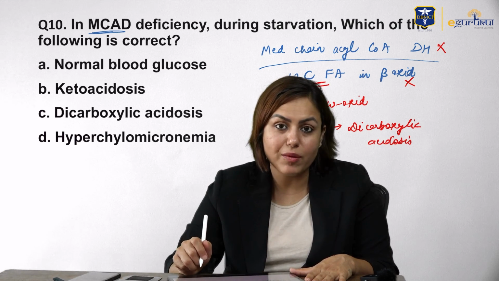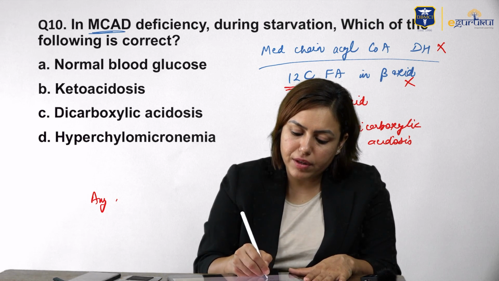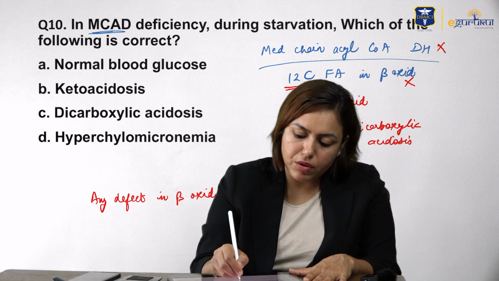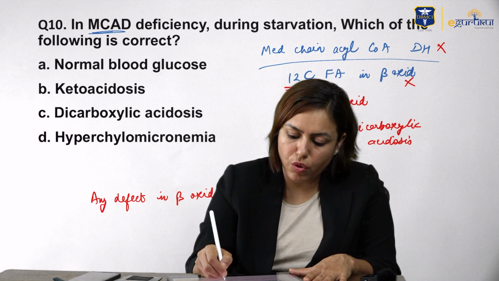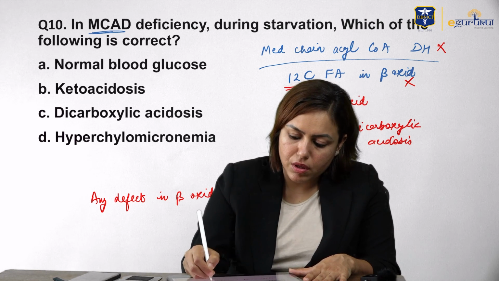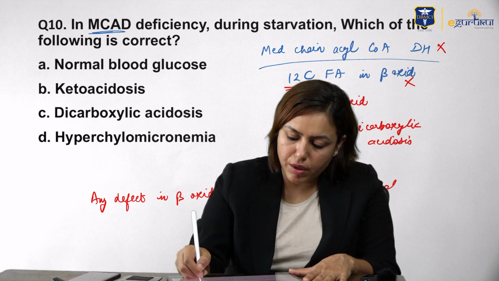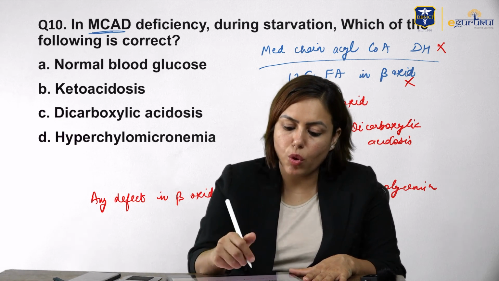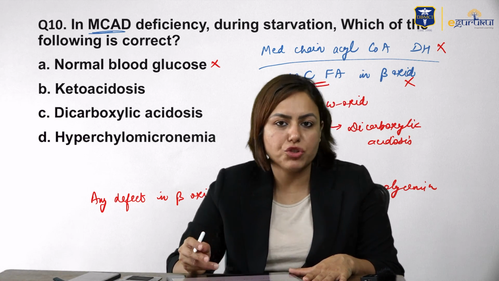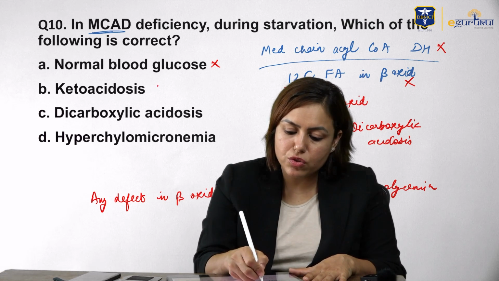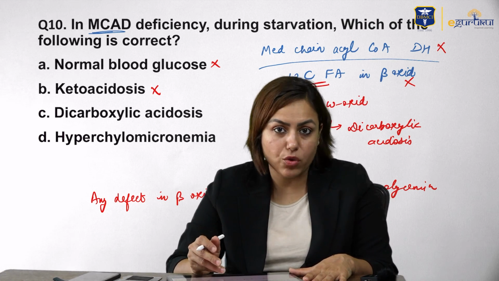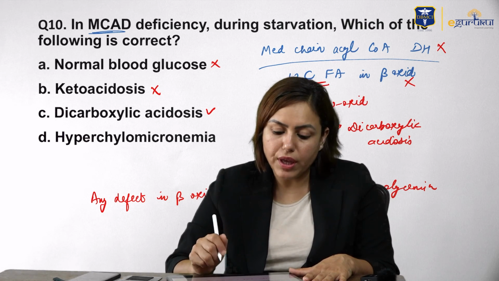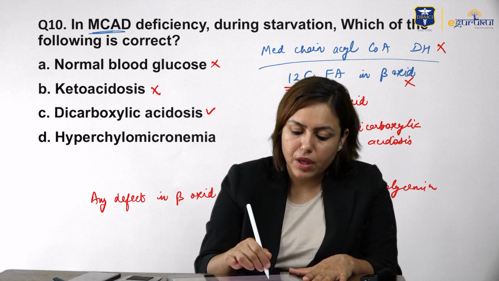patients, right? And any defect in beta oxidation leads to non-ketotic hypoglycemia, right? So let's see the options. Normal blood glucose, no. The patient has hypoglycemia. Ketoacidosis, no. Ketone bodies cannot be formed. Dicarboxylic acidosis, yes.